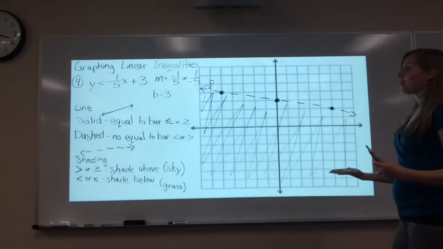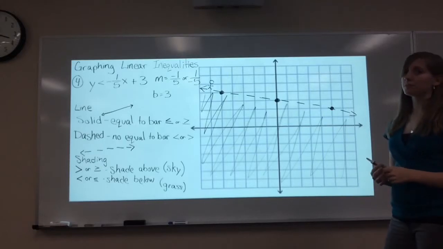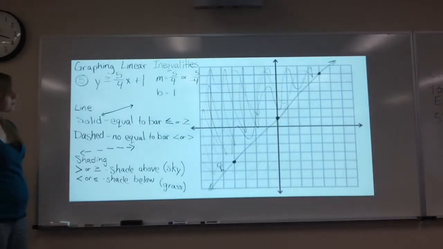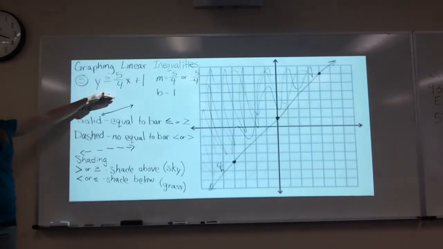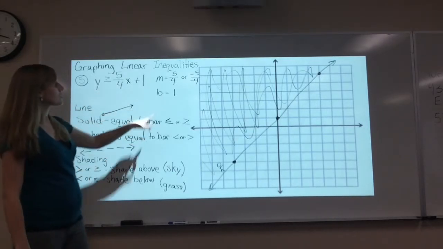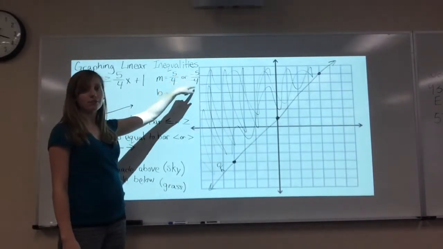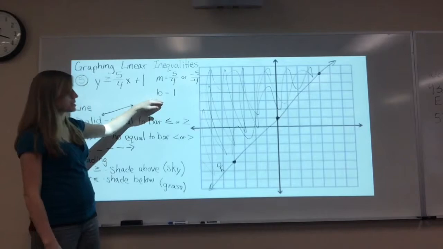At this point, go ahead and pause the video, work on problem number 5, and then come back and check your answer. For problem number 5, our inequality is y is greater than or equal to 5/4 x plus 1. That means our slope is positive 5 over positive 4 or negative 5 over negative 4. Our y-intercept is positive 1.